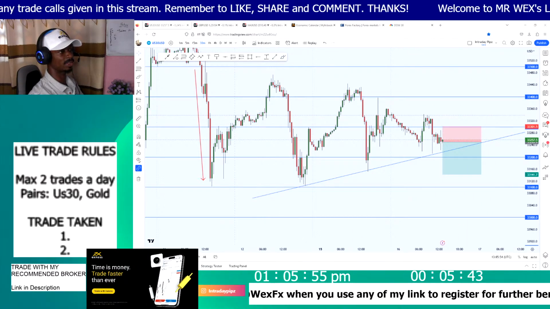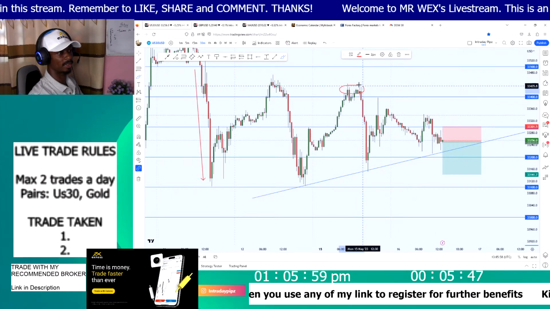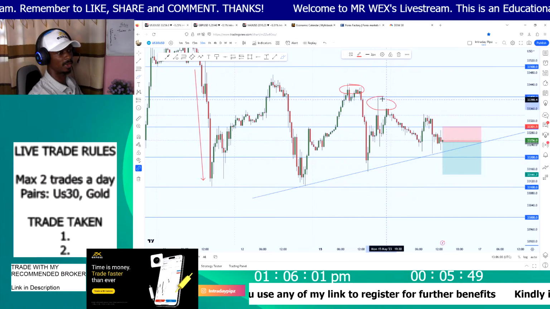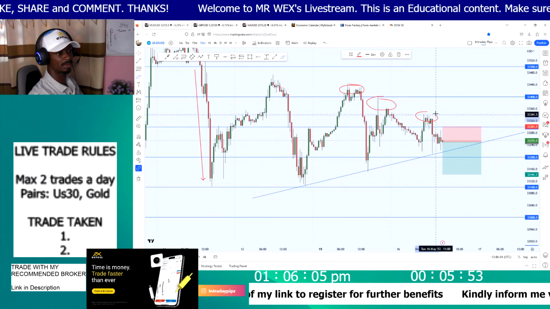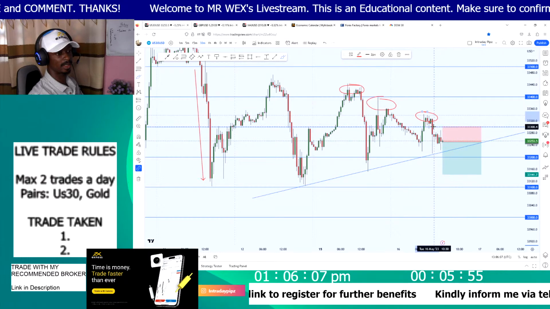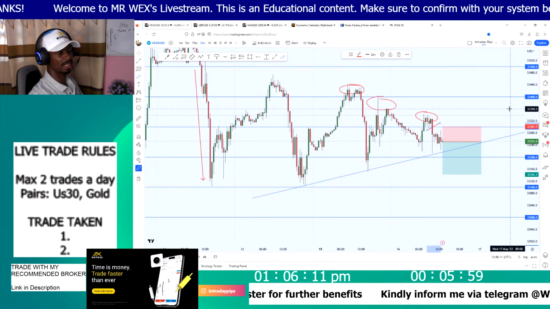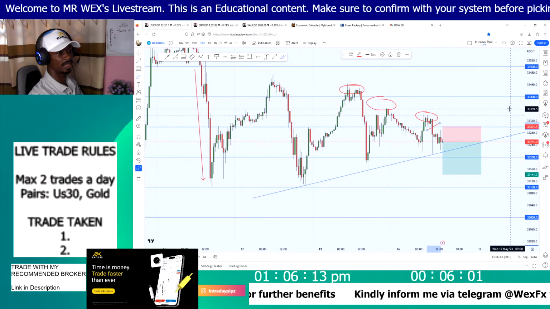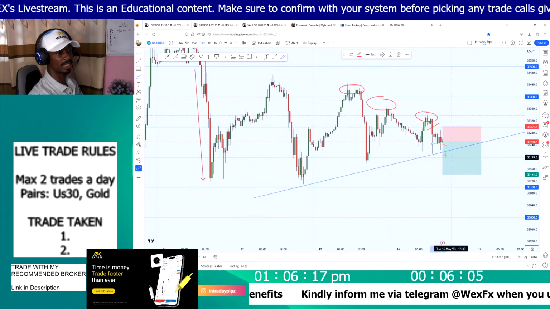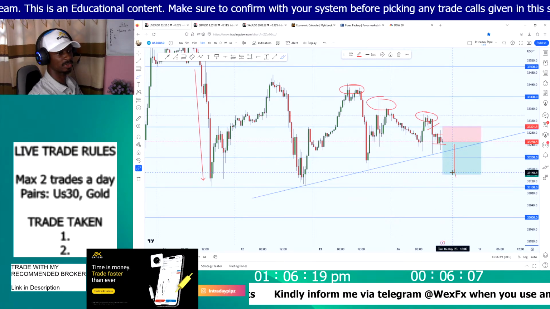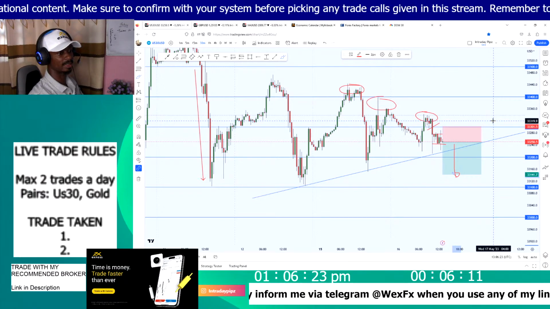So the reason for this trade is basically simple. So we have a series of lower highs form, and we saw a sharp sell at this point. Then of course we have seen price accumulate. So now I'm expecting price to continue downwards on US30. That is basically as simple as that.